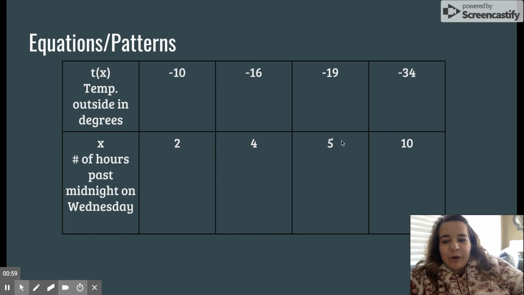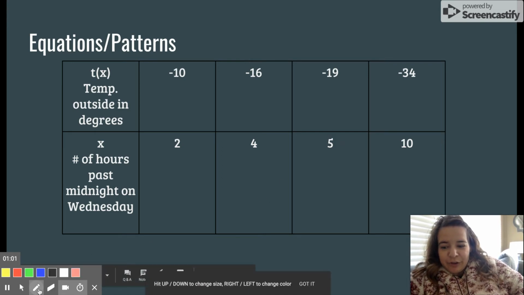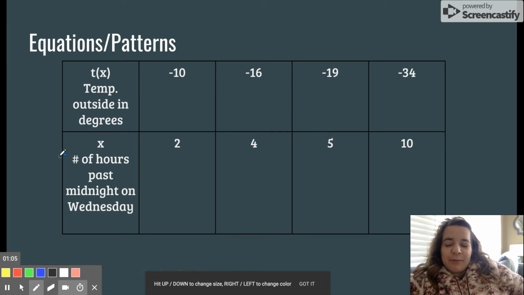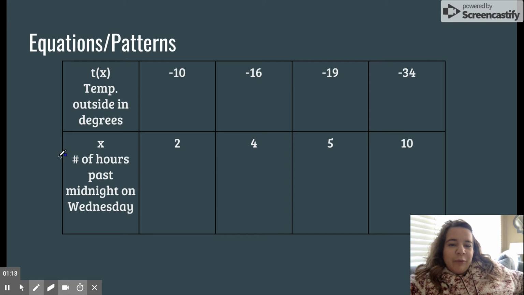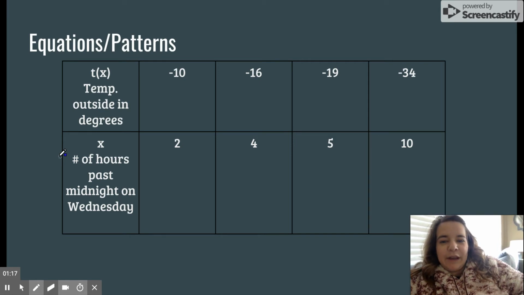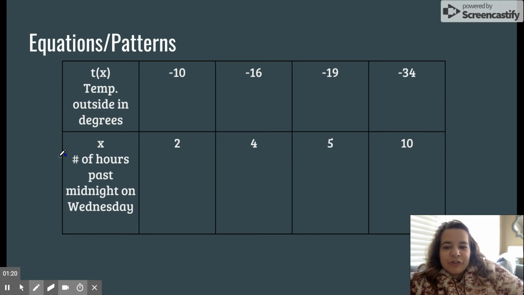Okay. So I made up this situation, which is pretty realistic for us right now. We're talking about the temperature in degrees outside versus the number of hours past midnight. Some of the questions I was getting from people on the problems similar to this on the homework was that they weren't seeing any sort of pattern. So let's look for a pattern.